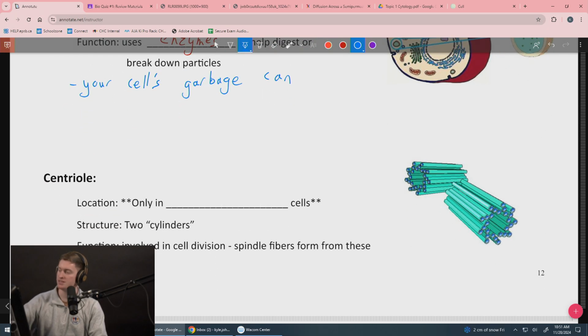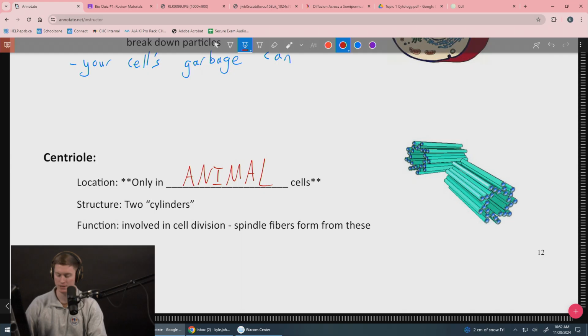Centrioles. This is the one that I want you to know is only in animal cells. Only in animal cells. You have two cylinders. They kind of look like bundles of pasta, like if you grabbed a fistful of spaghetti to put in the pot, or a bundle of logs, like if you ever bought firewood before.